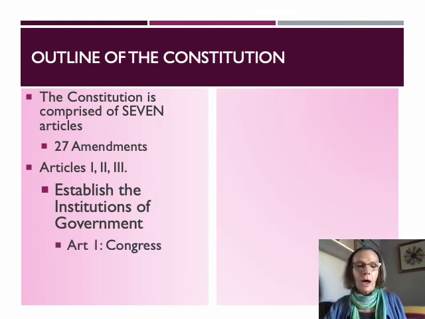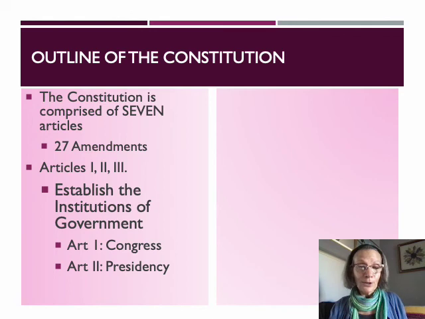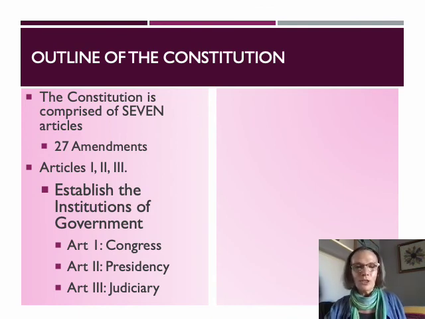Articles 1, 2, and 3 are the articles that establish the institutions of the government of the United States. Article 1 establishes the Congress of the United States, the lawmaking branch, the legislature. As we'll see in a moment, the Congress is bicameral, meaning it is made up of 2 chambers: the House of Representatives and the United States Senate. Article 2 is dedicated to the second branch of national government, and it determines the powers and duties of the President of the United States. Article 3 is the third branch, the federal judiciary.